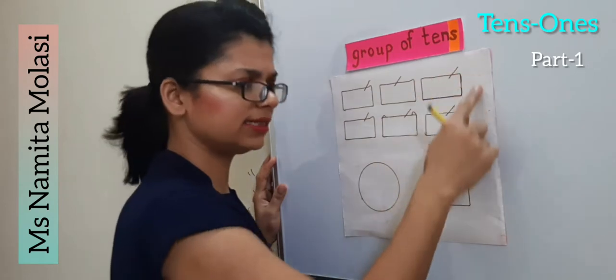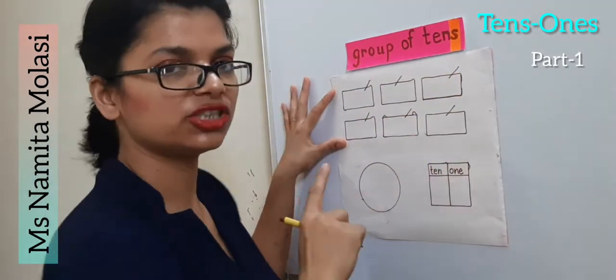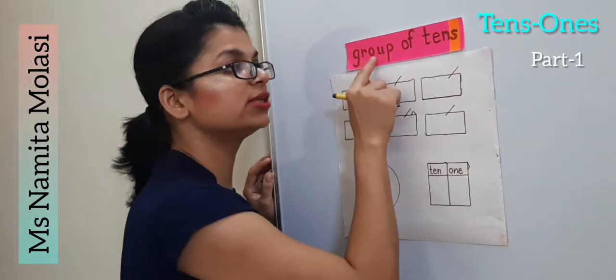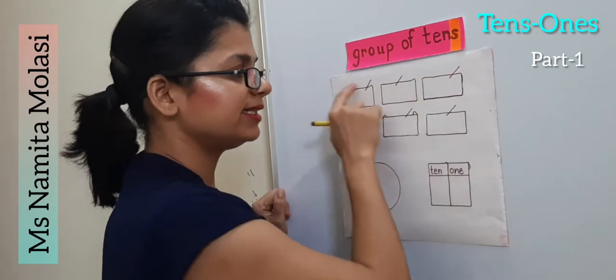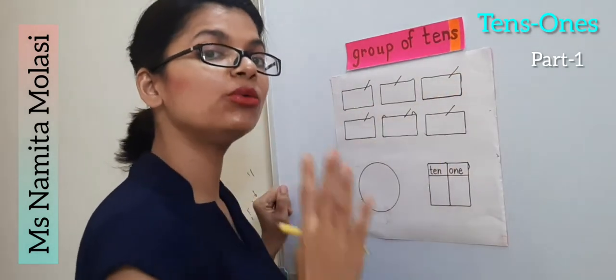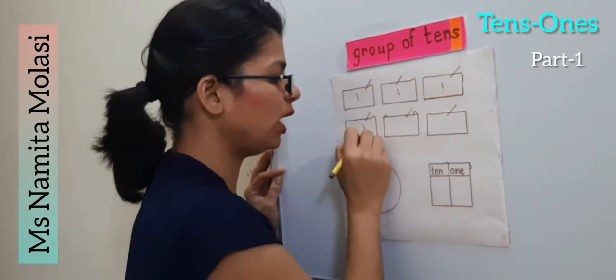And can we put them in the group? We can't put them in the group because it doesn't match our strategy. Our strategy says make the group of 10. Okay, so this cannot be in the group. We are going to count them as ones. 1, 1, 1, 1, 1, 1.